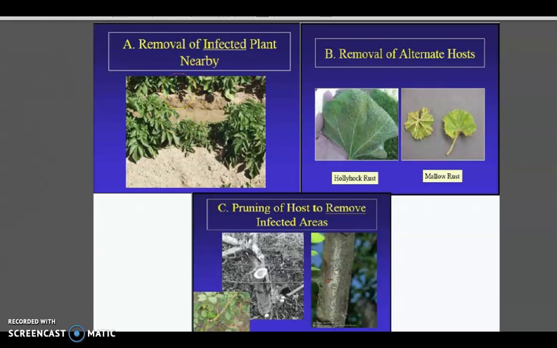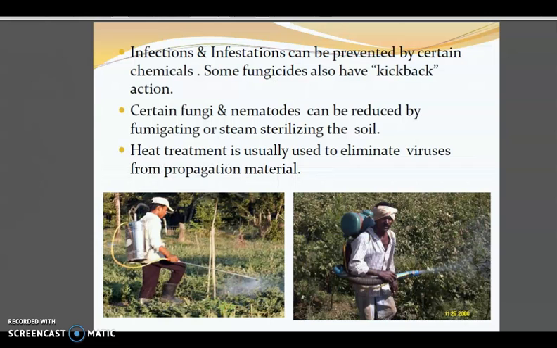These are some of the methods mentioned earlier in eradication: the removal of infected plants nearby, removal of alternate host, and pruning of host to remove infected areas of the plant. Infections and infestations can also be prevented by using chemicals or fungicides. Certain fungi and nematodes can be reduced by fumigating or steam sterilizing the soil. Fumigating also involves application of chemicals. Heat treatment is usually used to eliminate viruses from propagation material.